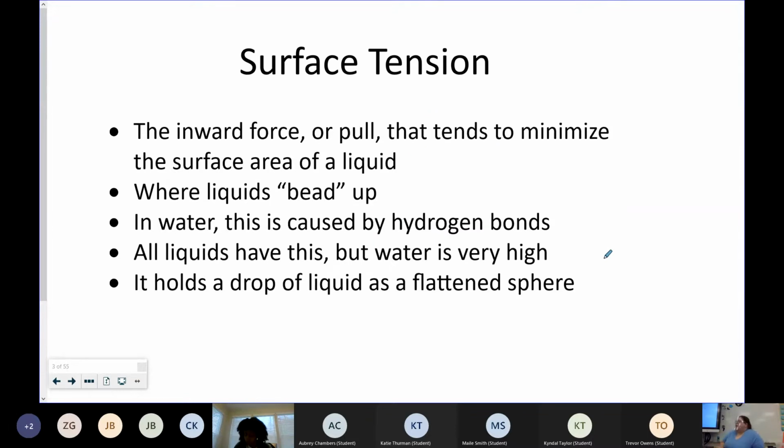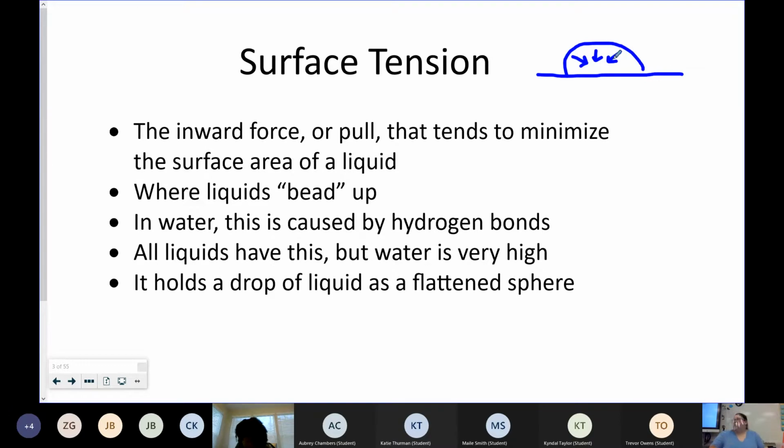So looking at water's higher surface tension. Surface tension is the inward force or pull that tends to minimize the surface area of a liquid. Whenever you have a drop of water on a surface, there's an inward force trying to keep all of that beaded up and held together versus spreading out into a large puddle. That inward force is the surface tension that holds it together.